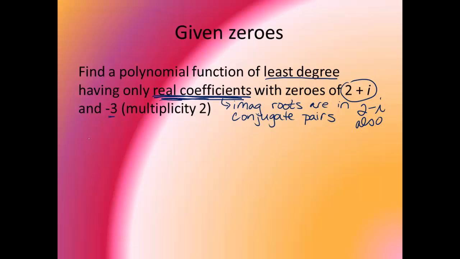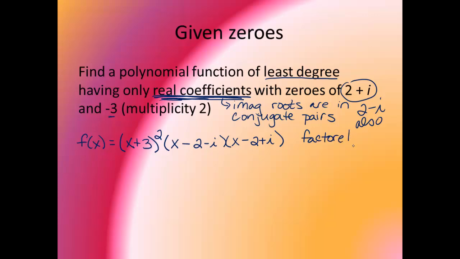Going to approach this the same way. So this function is going to be written as factors. The negative 3 gets me x plus 3. It has multiplicity 2, so I'm going to write it squared. Then I'm going to write my imaginaries. So x minus 2 minus i and x minus 2 plus i. So here is my factored form of this polynomial.